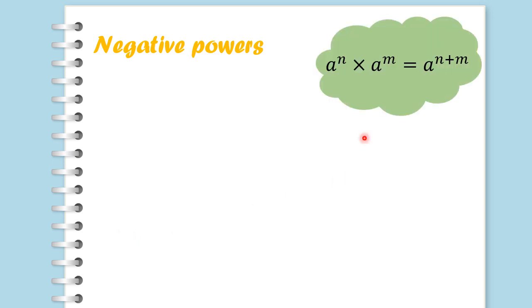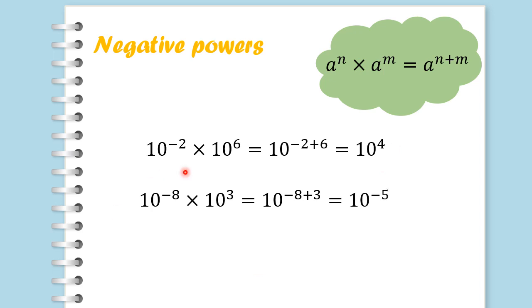For example, let's take this rule, a power n times a power m. We add the exponents, it's a power n plus m. Let's take an example. So 10 power minus 2 times 10 power 6, it's the same base. So we can add the exponents, minus 2 plus 6, so it's 10 power 4. Another example, 10 power minus 8 times 10 power 3, same base, I can add the exponents, minus 8 plus 3, it becomes 10 power minus 5.